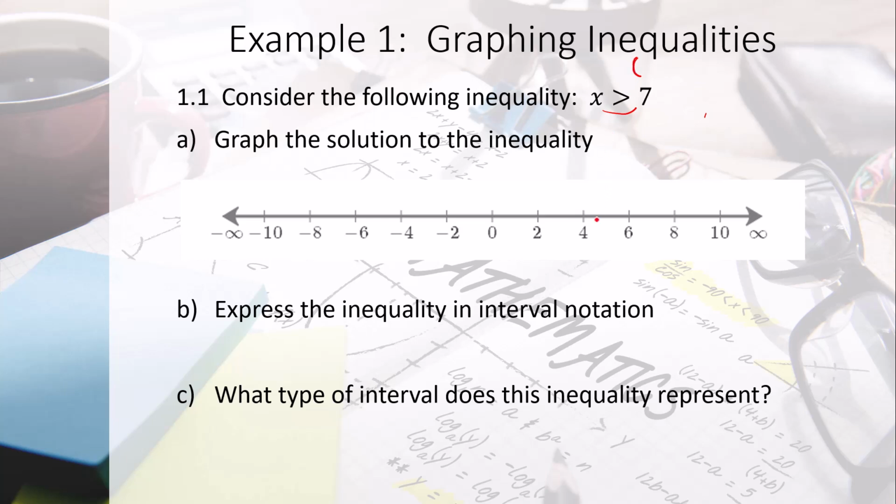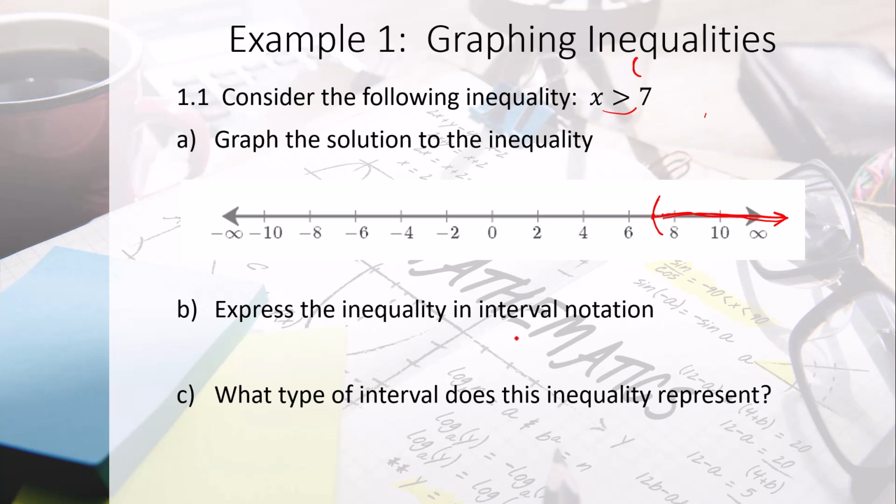And notice that we're looking at all numbers starting at 7. Let's say 7's right about here, going all the way to infinity. So we want to basically have a nice little thick line, as thick as my little pen here can make it, and then we are going to want to have a parenthesis here. Okay, so that's what the graph looks like.